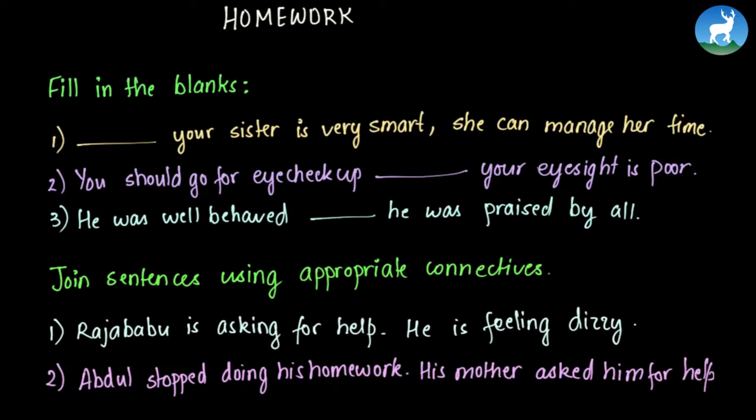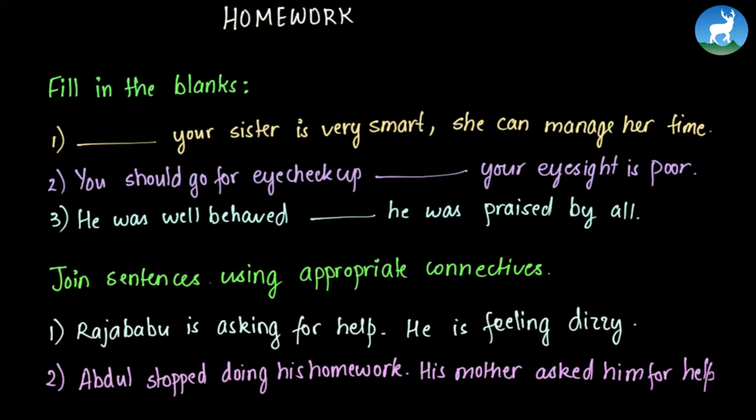Next we have, you should go for eye checkup. Your eyesight is poor. So again, your eyesight is poor is the reason why you should go for checkup. Next, he was well behaved. He was praised by all. The reason behind everyone praising him was his well behavior.